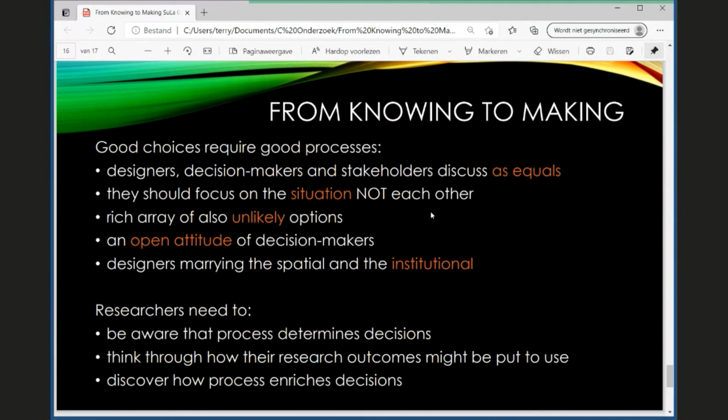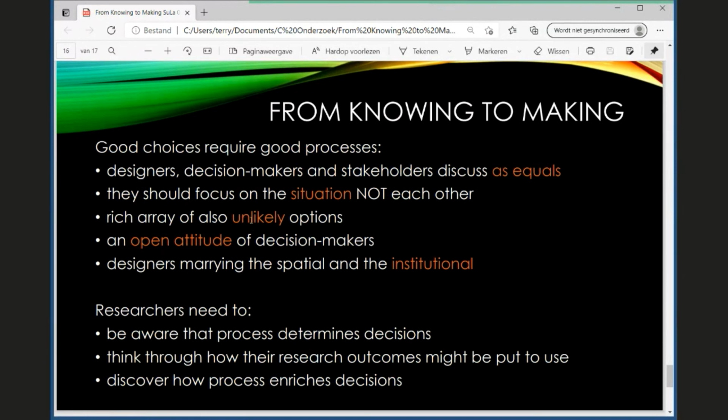But in the end, we must make judgments on what is smart to do. We cannot leave that to the experts only. Designers, decision makers, and stakeholders are all part of that dialogue, but they should discuss as equals. And we shouldn't put designers down or decision makers down. They're all equal. And then let them talk about the situation, not fight each other, not talk about the problem per se, but what is.